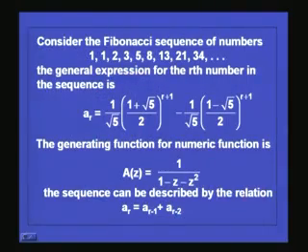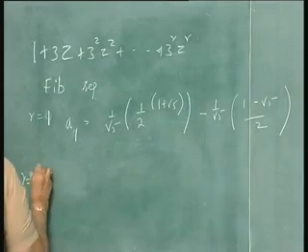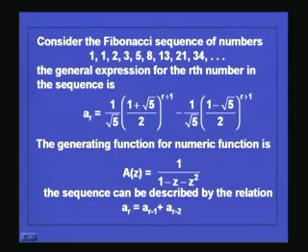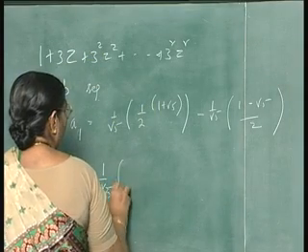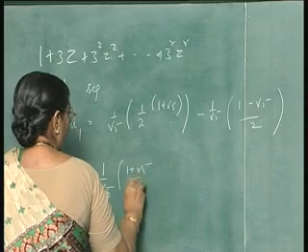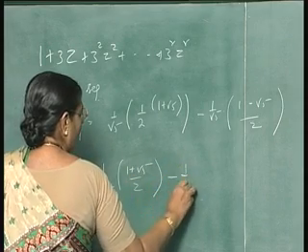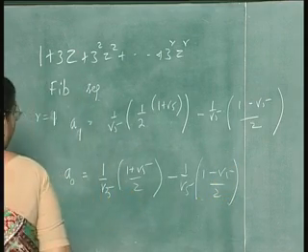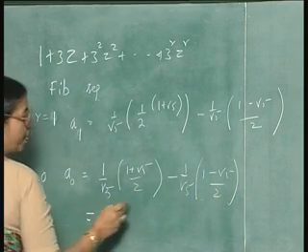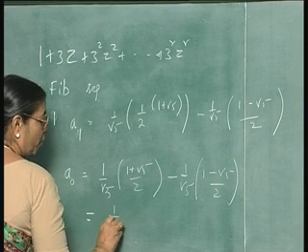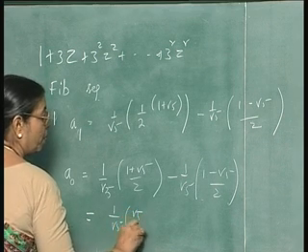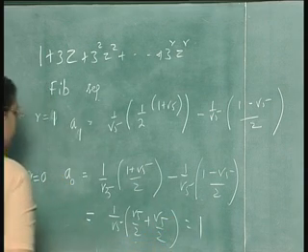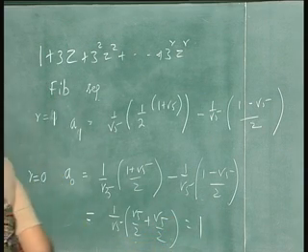So, first r is equal to 0 we have to consider. R is equal to 0, A0 will be 1 by root 5 into 1 plus root 5 by 2 minus 1 by root 5, 1 minus root 5 by 2, because you put r is equal to 0 there in that expression. This will be 1 by root 5 into root 5 by 2 plus root 5 by 2 is equal to 1. A naught is 1. So, that you can see.